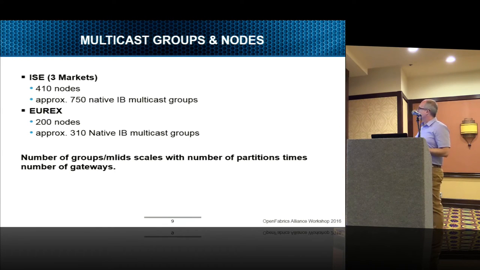Eurex is actually a little bit smaller. So we have something around 200 nodes, and we have running, let's say, something around 300 emlets in the system.